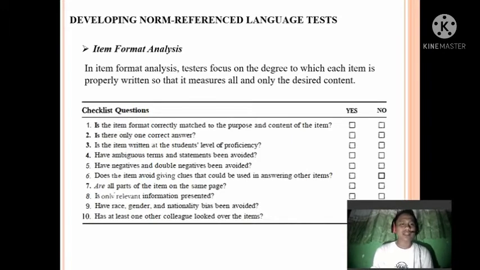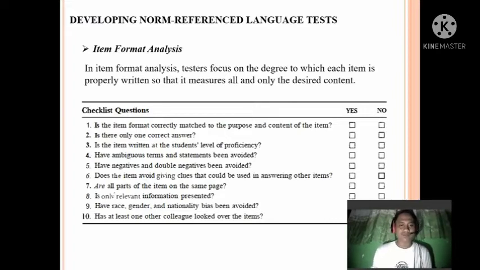Okay, the next, developing norm-referenced language test or NRT. Okay, there are four types. The first is item format analysis. In the format analysis, testers focus on the degree to which each item is properly written so that it measures all and only the desired content. So we must focus on the format of the item. Okay, is it a correct answer? And is the format correctly matched with the goals?